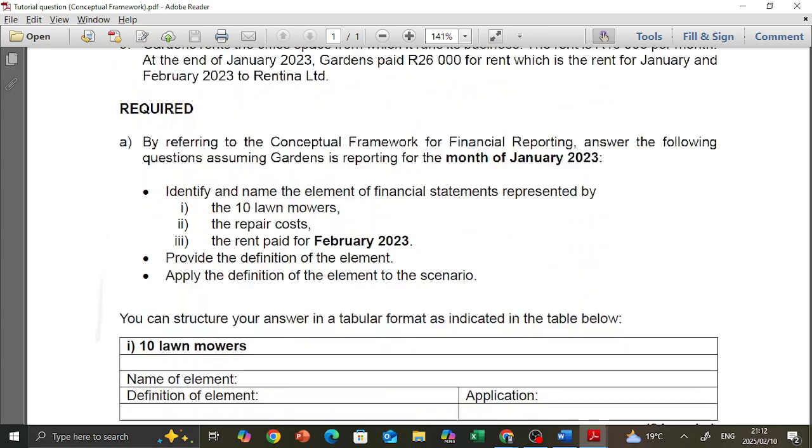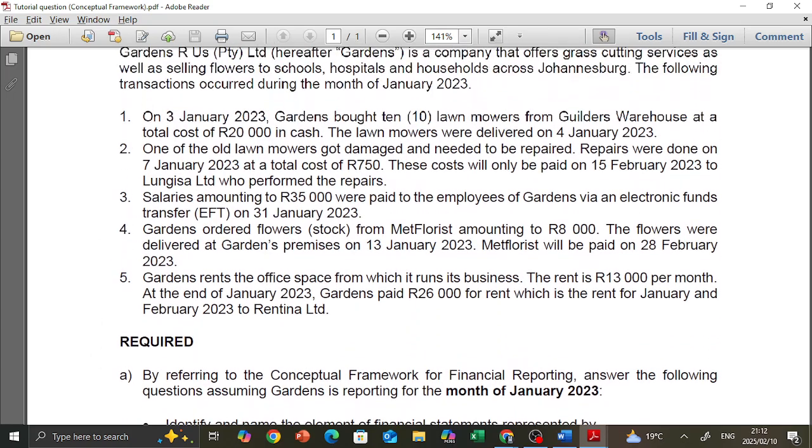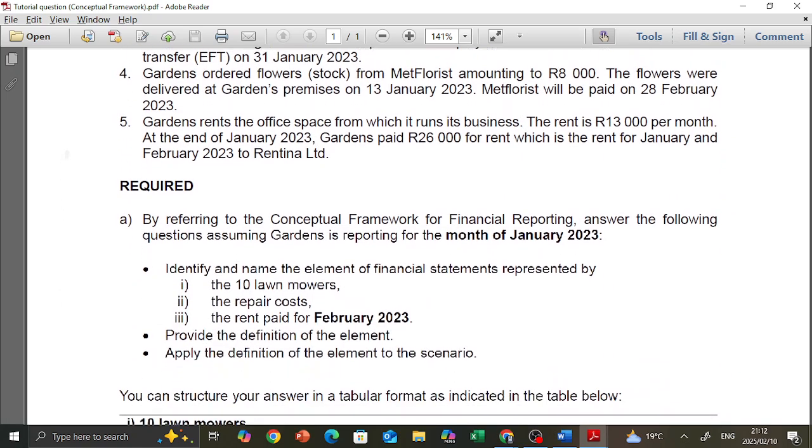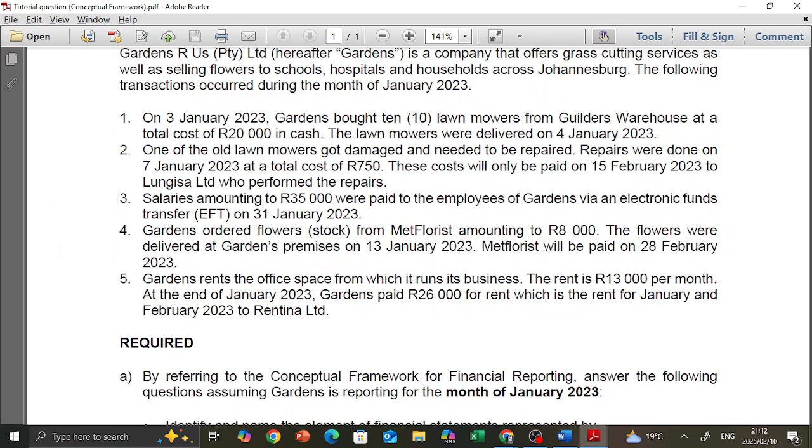Now, let's work together, guys, from what you've learned in class, from what you already know. Let's start. On 3 January 2023, which one do they want? 10 lawnmowers. On 3 January 2023, Gardens bought 10 lawnmowers from Gilder's warehouse at a total cost of 20,000 Rand in cash. The lawnmowers were delivered on 4 January 2023.